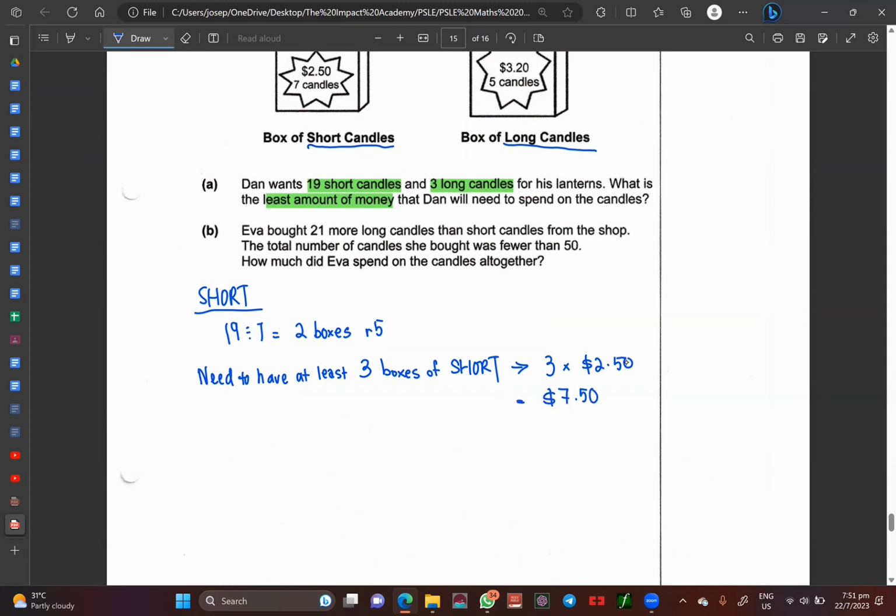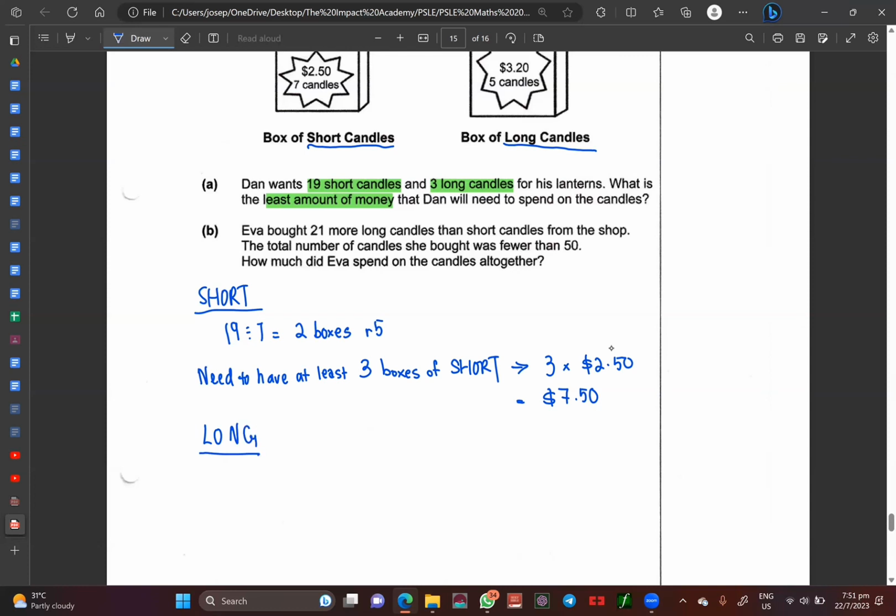So she has no choice, because if she says, I'm just going to buy 2 boxes, she will only have 14 short candles. So no choice. I need to buy 21 short candles. Why 21? Because 3 boxes, 1 box 7, times 3, 21. So she'll have an extra 2. Maybe 2 give to Wing. Okay? Let's talk about the long one.